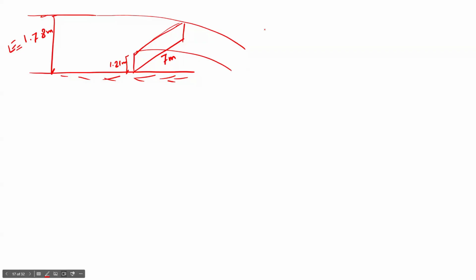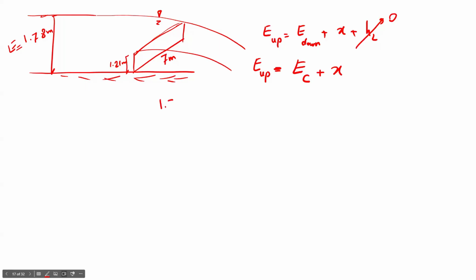Again, I will write the same. Energy upstream equals energy downstream plus X, where X is the height of the weir, plus HL. It says to neglect the losses, so you can just get rid of that part. Upstream equals, I can say it's a control point for a weir, so critical, plus X. Upstream, you have the energy here. I will keep EC plus 1.21, which is the height of the weir.